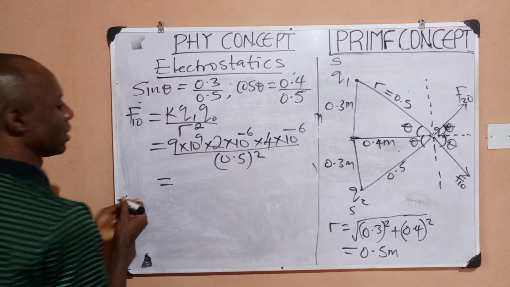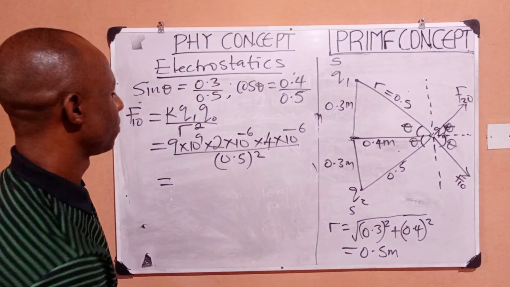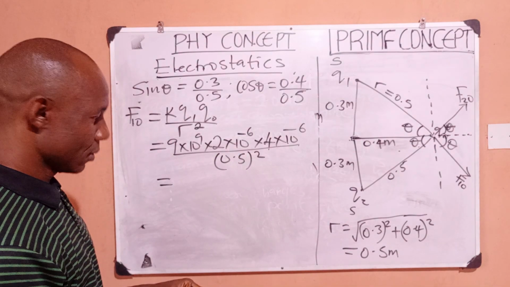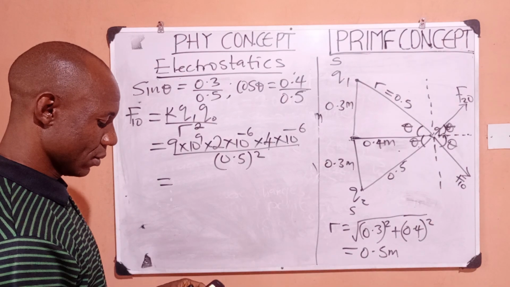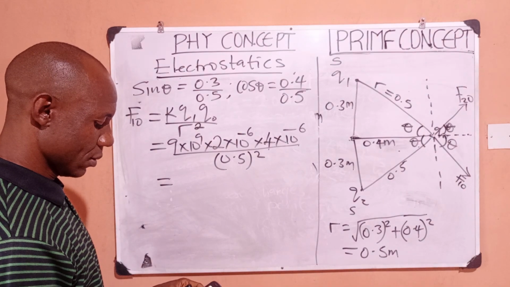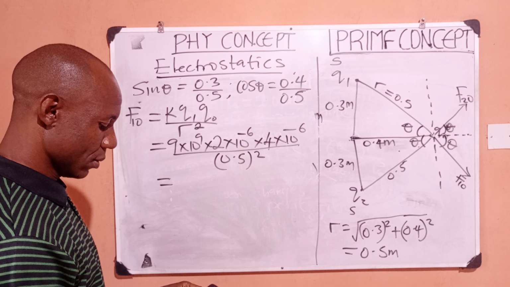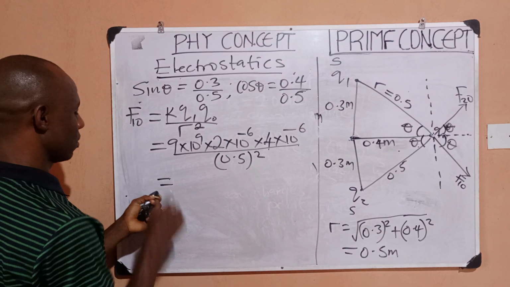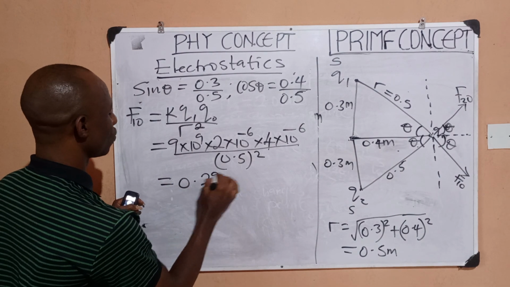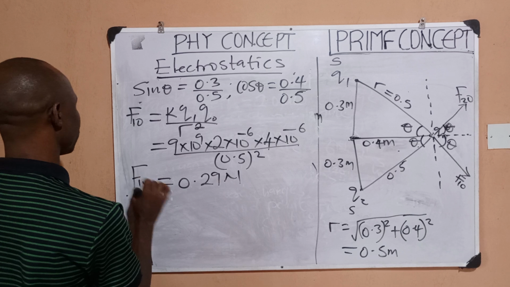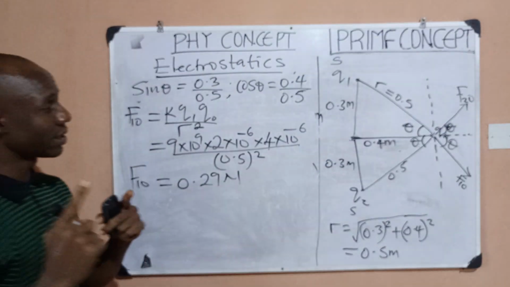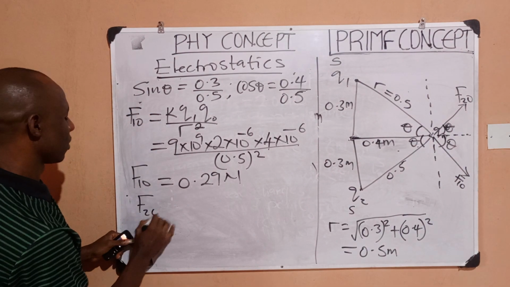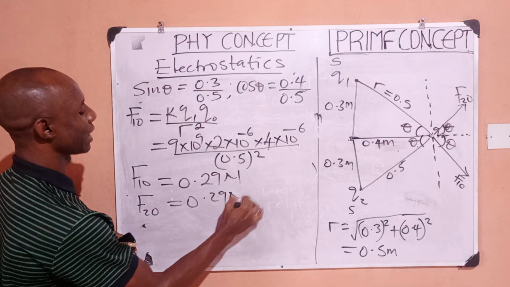So if I punch this, let me quickly punch. This is going to give me 0.29 Newton approximately. So the next thing, since Q1 and Q2 have the same value, it means that F20 would also have the same value, 0.29.